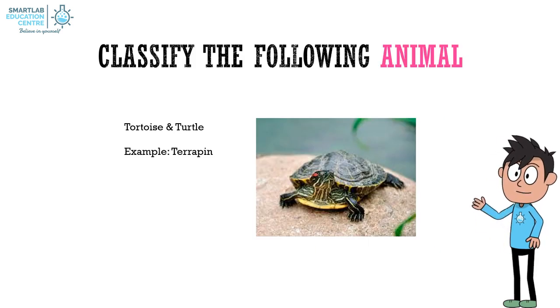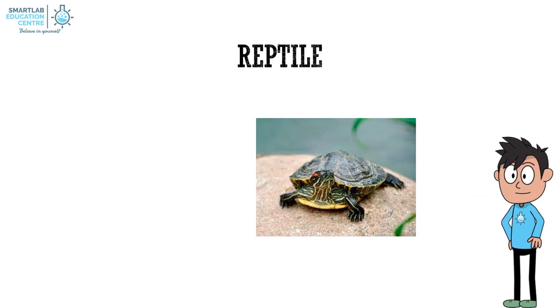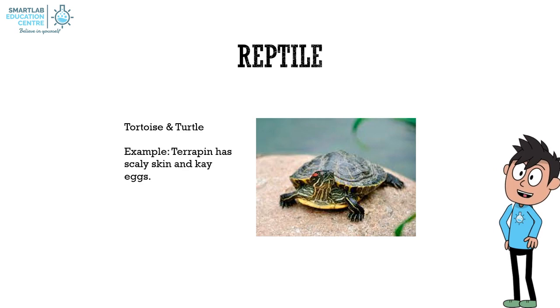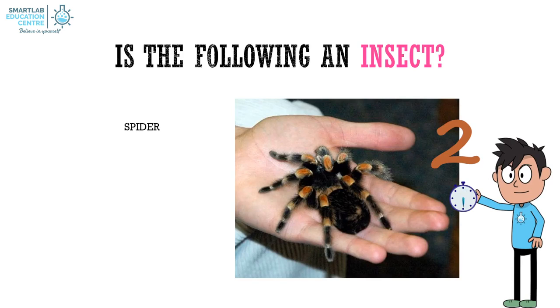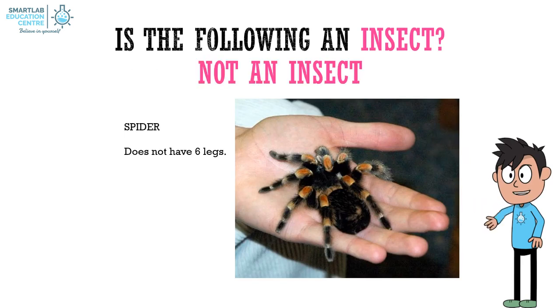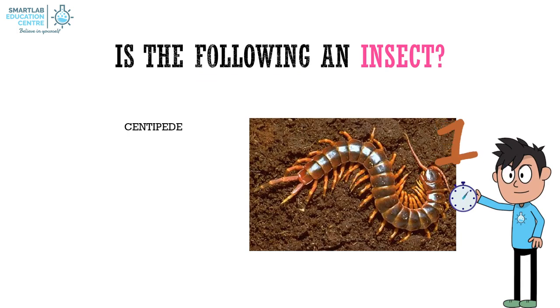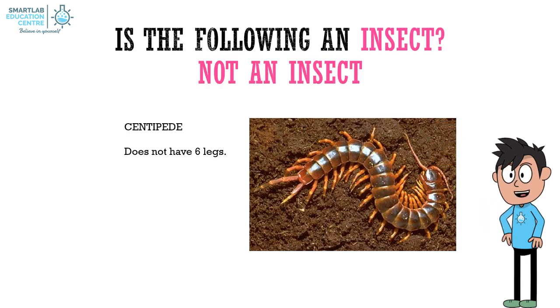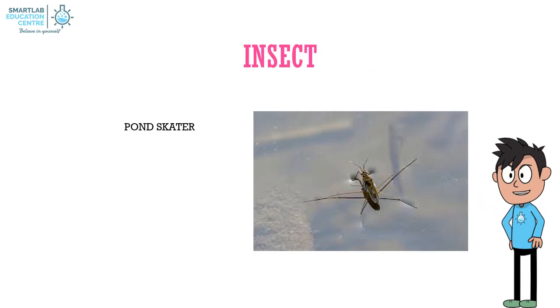Classify the following animal. It is a reptile. Terrapin has scaly skin and lays eggs. Is the following an insect? It is not, as it has 8 legs. Is the following an insect? It is not, as it does not have 6 legs. Is the following an insect? It is an insect.